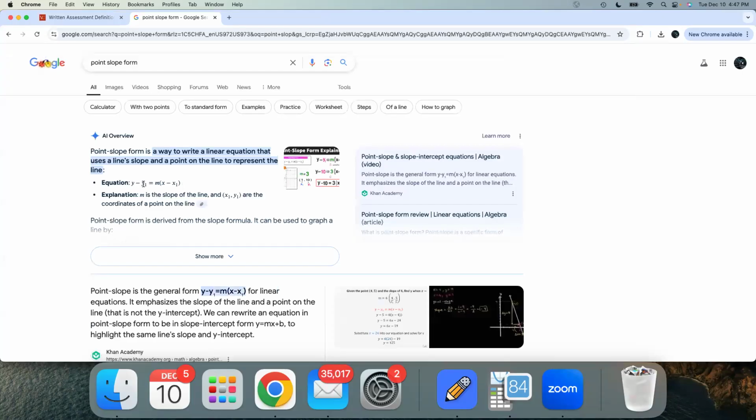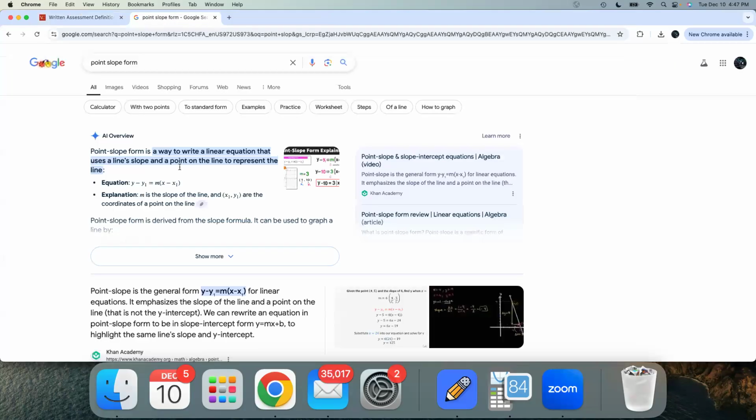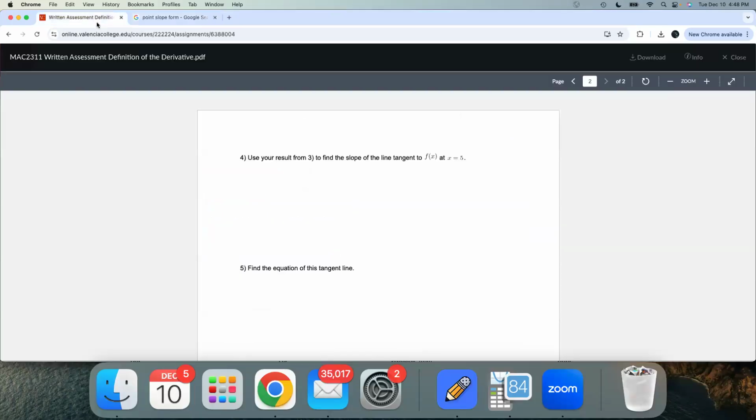Point-slope form looks like that, only I like to use y naught and x naught. It means the same thing. So your x naught and your y naught, those are from the original function. Your x naught, I told you, was 5. Your y, you plug 5 into the original function and you get that. M is the slope evaluated at x naught.